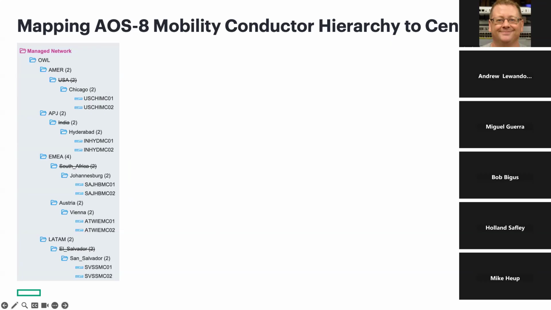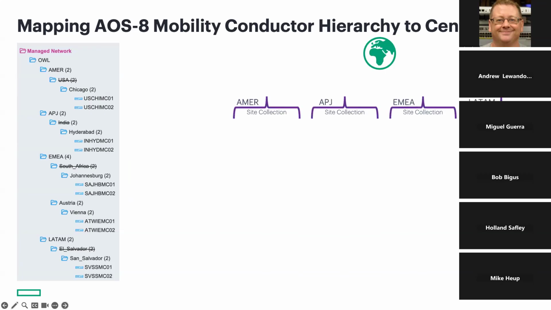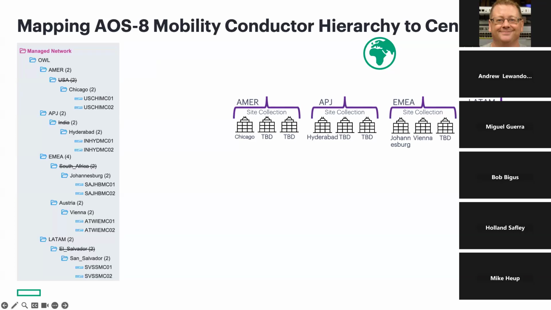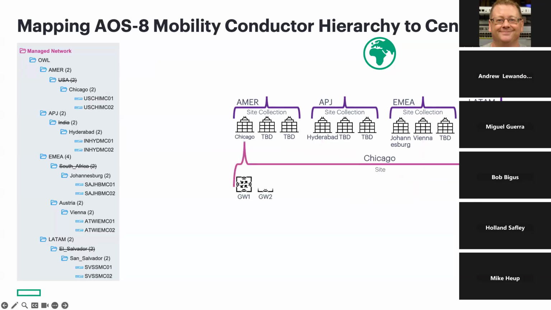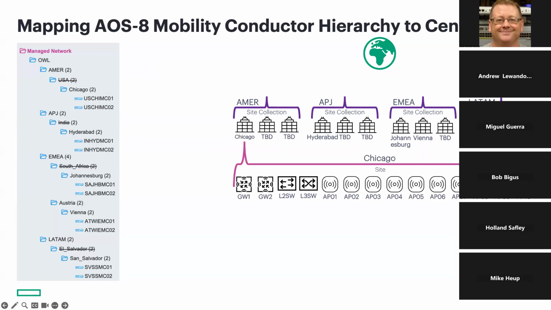So this is another way to look at that scenario. We have the global scope. We create 4 site collections for each of the global regions in AOS8. We create the sites and move them to their corresponding site collections. Then each site will be assigned devices installed at their locations. Now, as for configuration and how it can be applied to Chicago, the SSIDs and other settings configured at the OWL node in AOS8 can be created at the global level. This will be inherited by the site collections and sites across the organization.